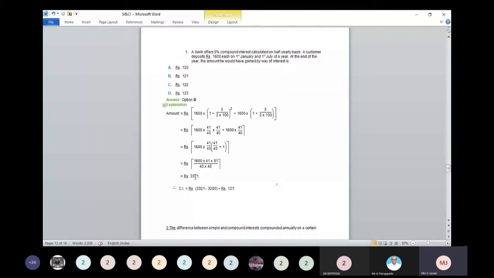Anyway, if you have to calculate the interest only, now 3321 minus 3200, your invested amount. In January you invested 1600, in July you invested 1600, so the total amount invested is 3200. This is your principal amount. But the compound amount including the principal is 3321. When you subtract 3200 from 3321, you get only the compound interest, rupees 121.